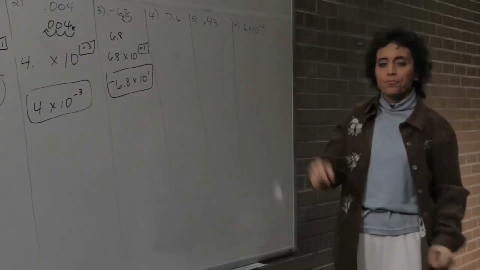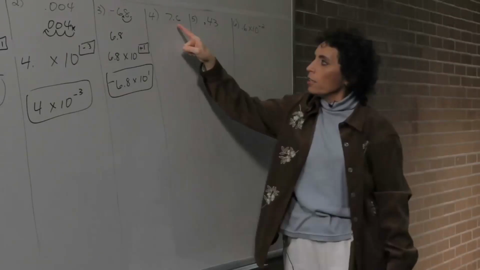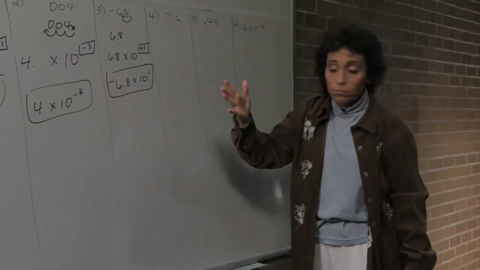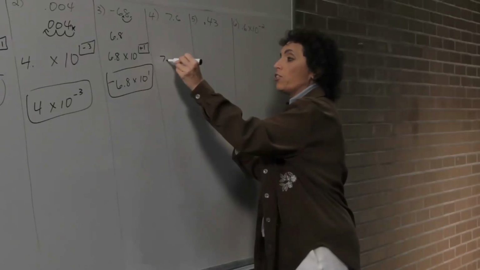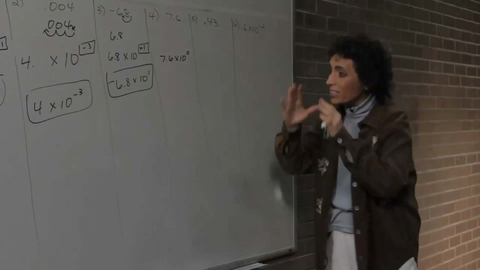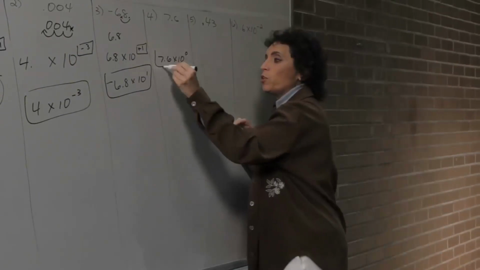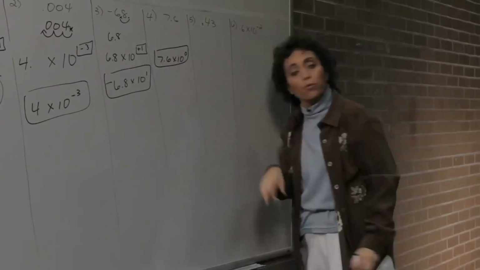All right, ready for this one? Well, so deal with this one. This one already is between 1 and 10. So in scientific notation, I don't want to move it at all. That's where the 10 to the 0 comes in. 7.6 times 10 to the 0 is that number in scientific notation because it already is between 1 and 10. So nowhere to move that. Okay?